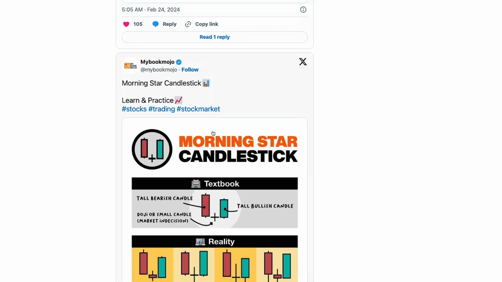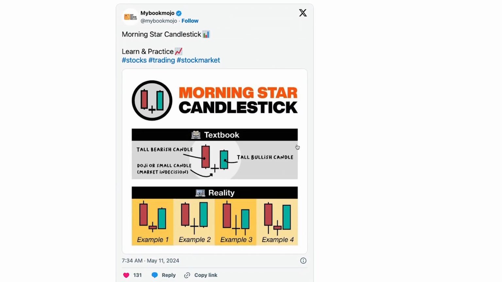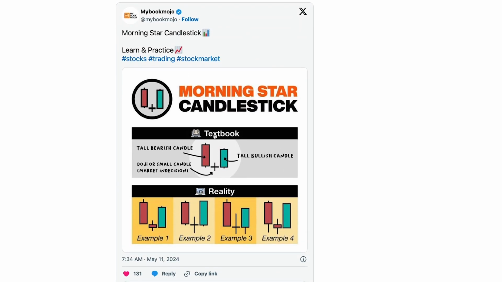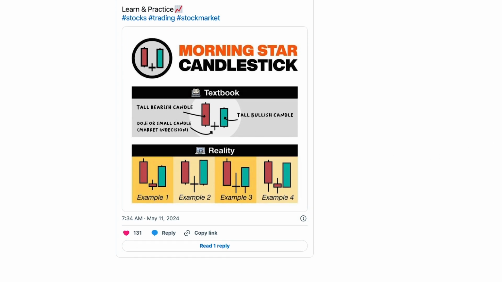And then here we've got some posts from X that show this. And this particular one is good. If you're reading this from a textbook, you're going to see a bearish candle, a doji, a small one, and then a bullish candle. When in reality, the actual sizes of some of these are going to change and they're not going to be perfect. So this is a good diagram to see that all of these are morning star candlesticks, even though they might not be exact as you would see in a textbook.